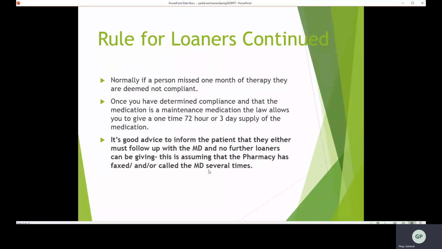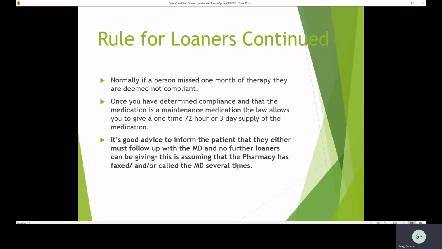So, rules for loaners continue. Normally, if a person missed one month of therapy or more, they are deemed not compliant. Once you have determined compliance and that the medication is a maintenance medication, the law allows you to give a one-time 72-hour or 3-day supply of the medication. It's good advice to inform the patient that they must follow up with the doctor and no further loaners can be provided. This is assuming that the pharmacy has faxed or called the doctor several times.